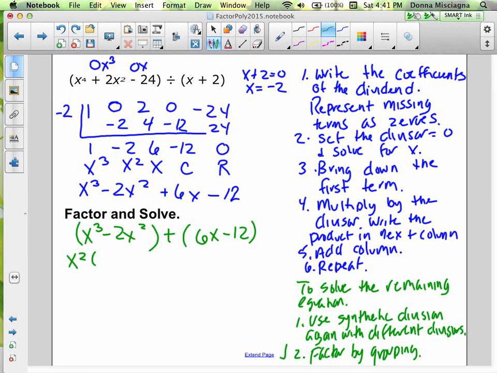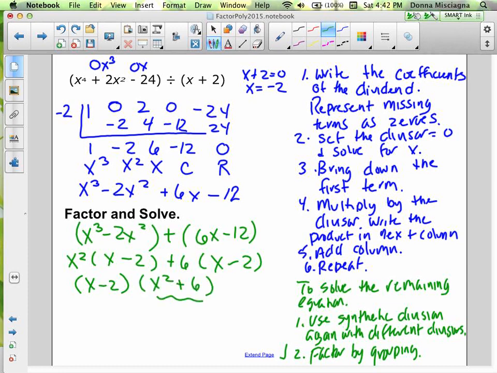Now we're going to divide x cubed and negative 2x squared by x squared. x cubed divided by x squared is just an x. Negative 2x squared divided by x squared is negative 2. Now out of 6x and negative 12, they're both divisible by 6. So we'll factor out 6. 6x divided by 6 is x. Negative 12 divided by 6 is negative 2. And you notice we have a repeating factor. So we can factor that repeating factor out. And when we do that, we're left with the terms x squared plus 6. And now we have factored it.